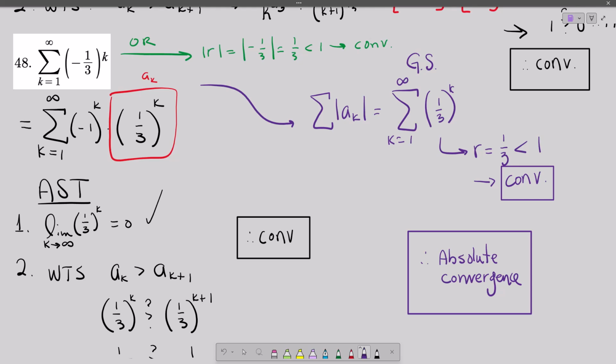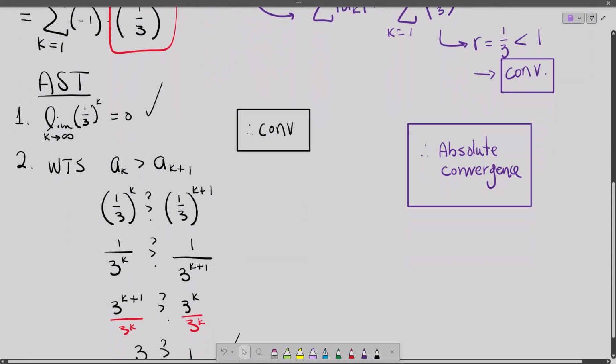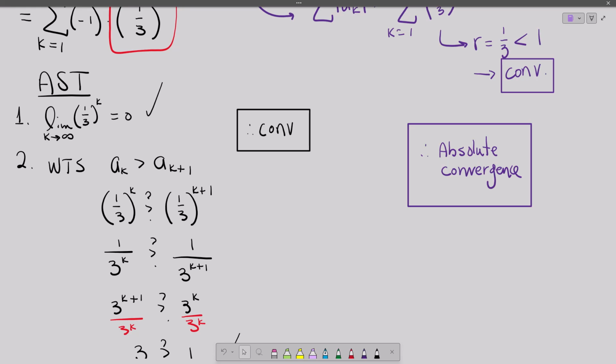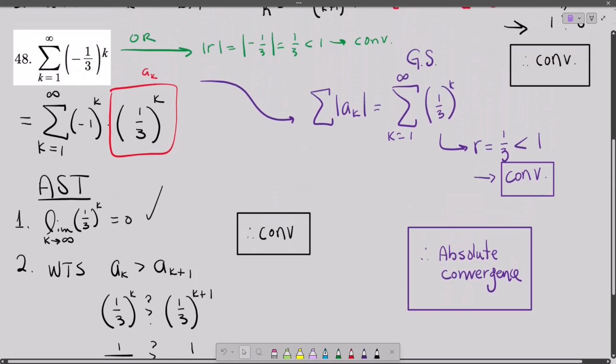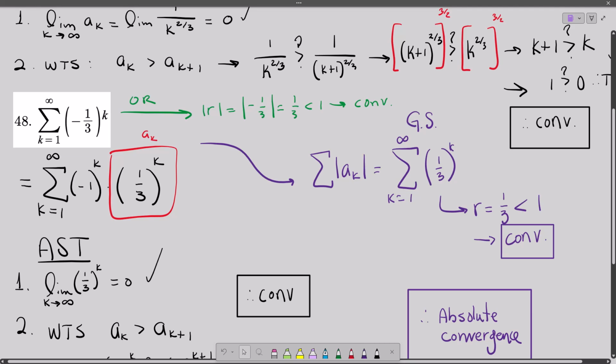So we're going to do this side first. We do the convergence of a sub k first, because if this diverged, then there's no point in trying to figure out whether it's absolute or conditional. So if you came down here and you concluded that your original a sub k series diverges, there's no point in taking the absolute values because that's just going to diverge worse. So we always want to do that first part first.